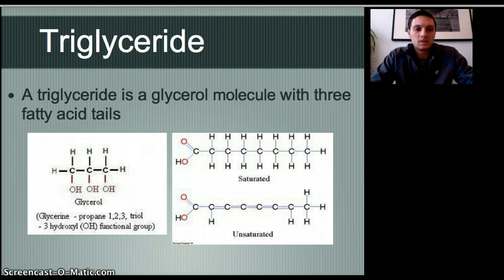That's it for lipids. Remember that lipids are fats, and there are some of the major characteristics. They can be used for long-term energy storage and insulation. The most common form is a triglyceride, and they're a major component of the cell membrane.